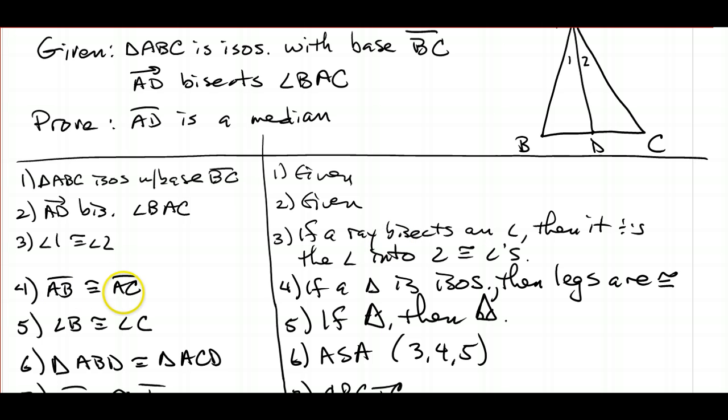And then I've got AB congruent to AC. And notice my reason here. It's if a triangle is isosceles, then the legs are congruent. Okay, and that's the reason I want you to use. Anytime you know it's an isosceles triangle, you can say that the legs are congruent.